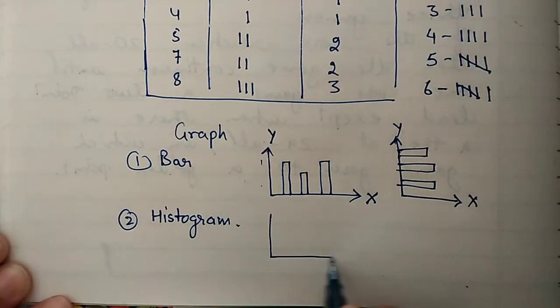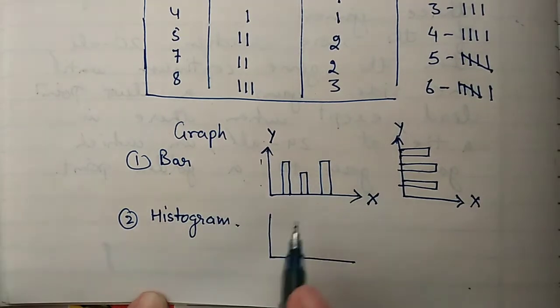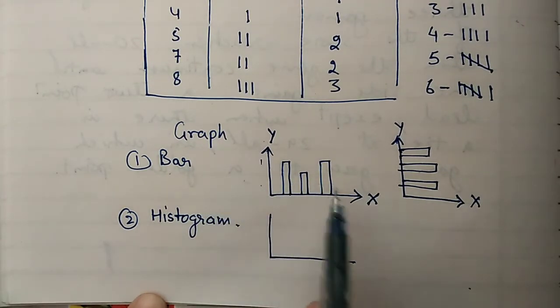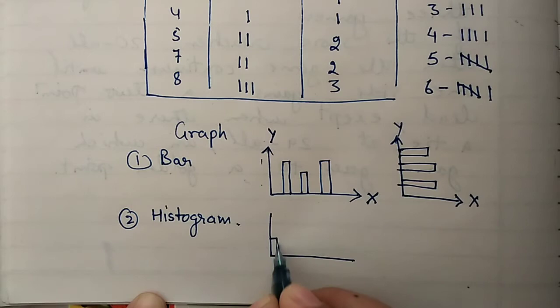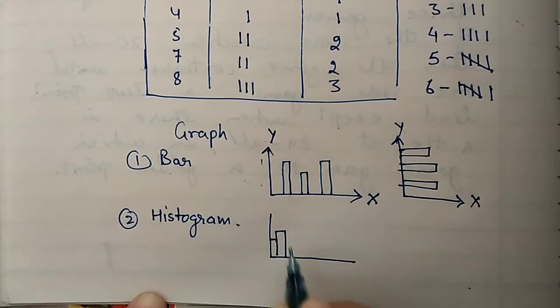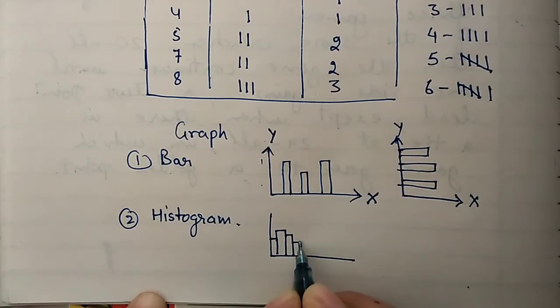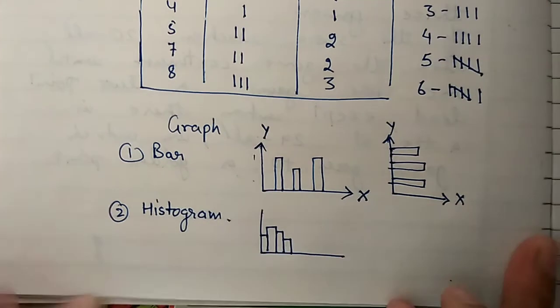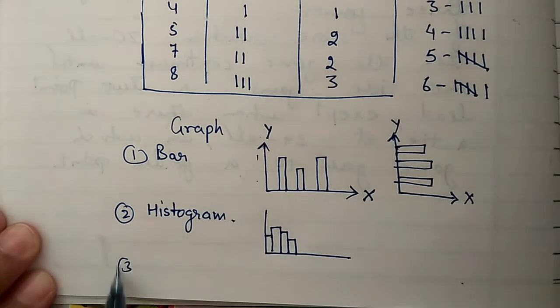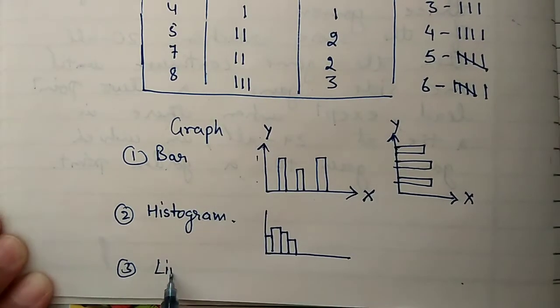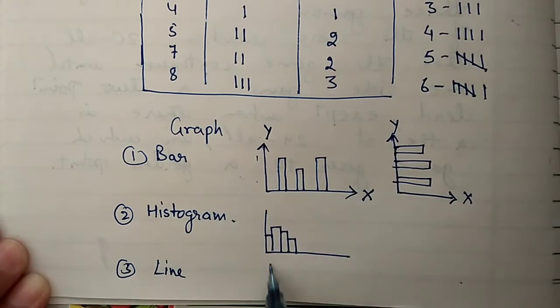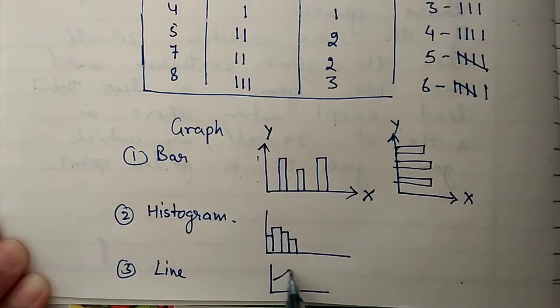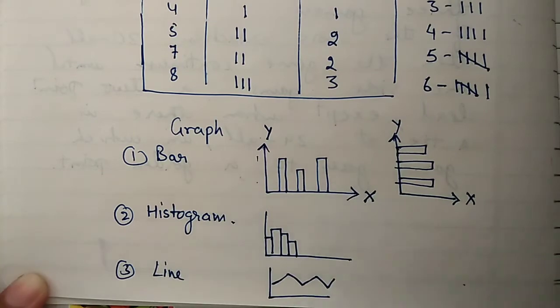In histogram there is no gap between these bars. In bar graph we will keep a gap, but in histogram the gap will not come. These bars will be attached to each other, like this. And we have more graphs like the line graph, which you don't have this year. In that graph the data will come in the form of a line.